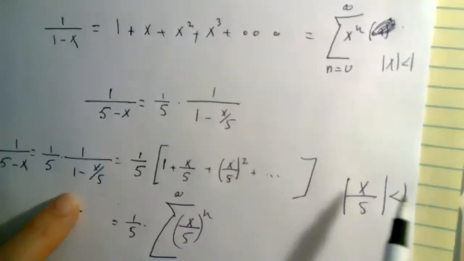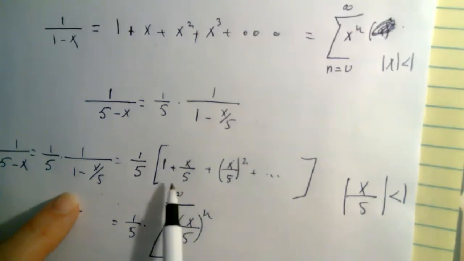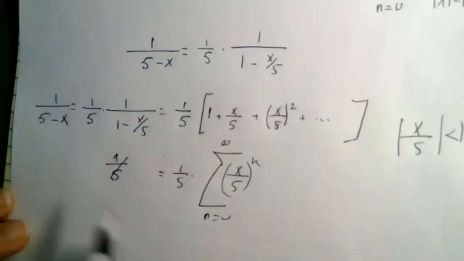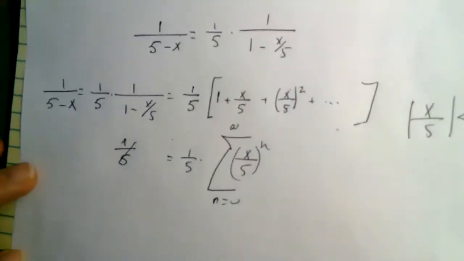In a way, we know that because this is a geometric series, the ratio has to be less than 1. So now I'm going to simplify this, and I'm going to integrate.